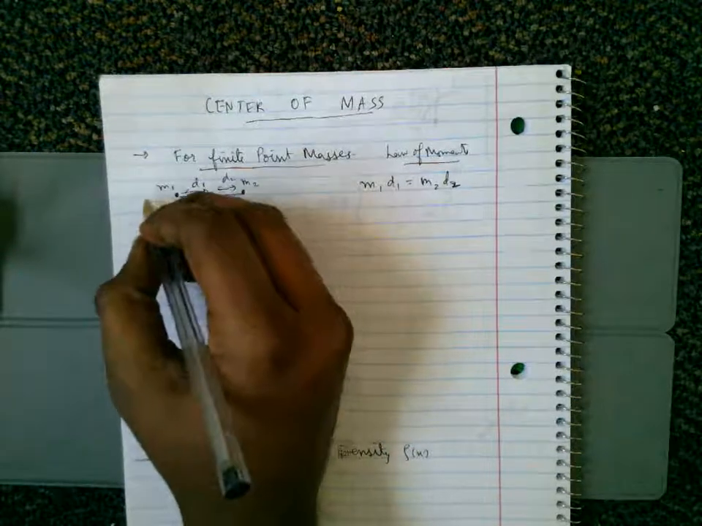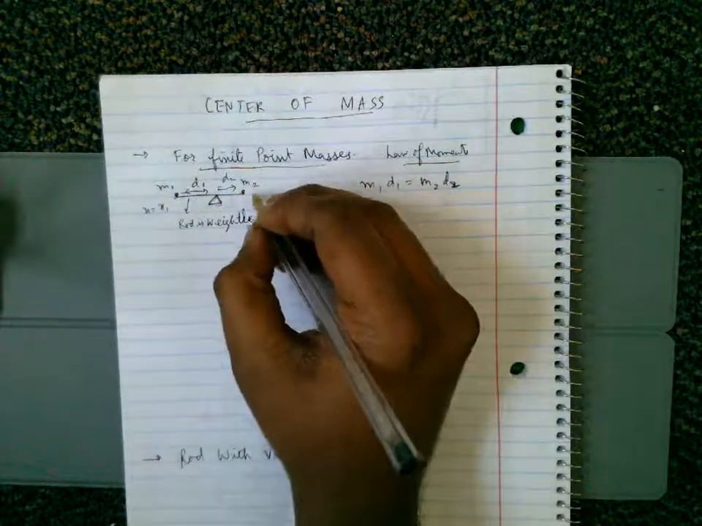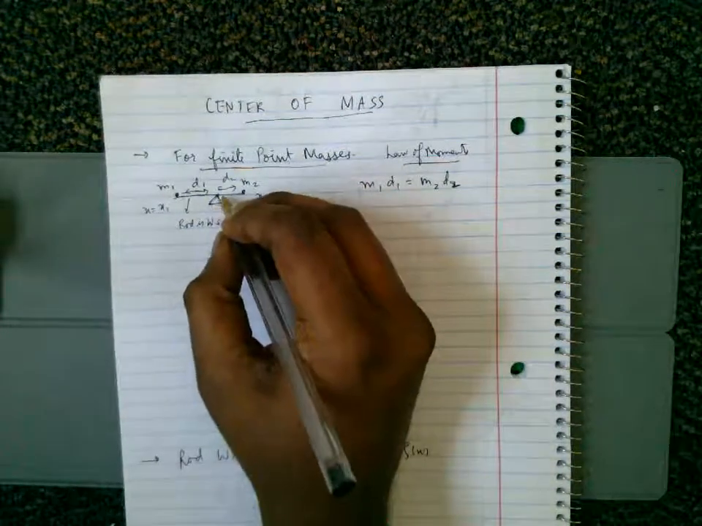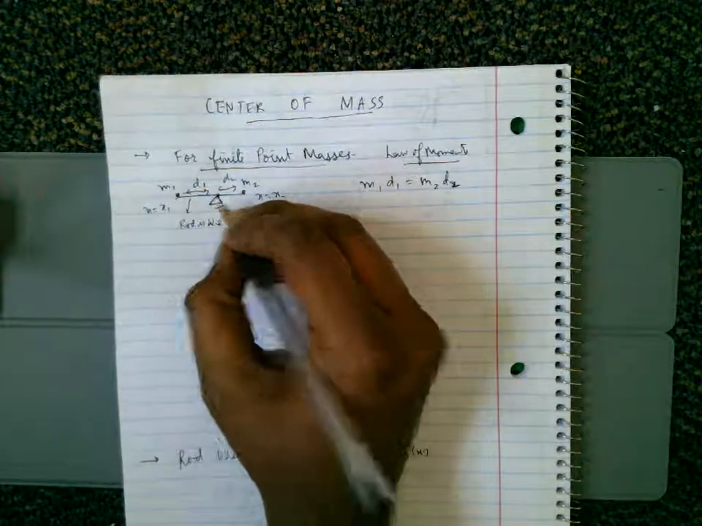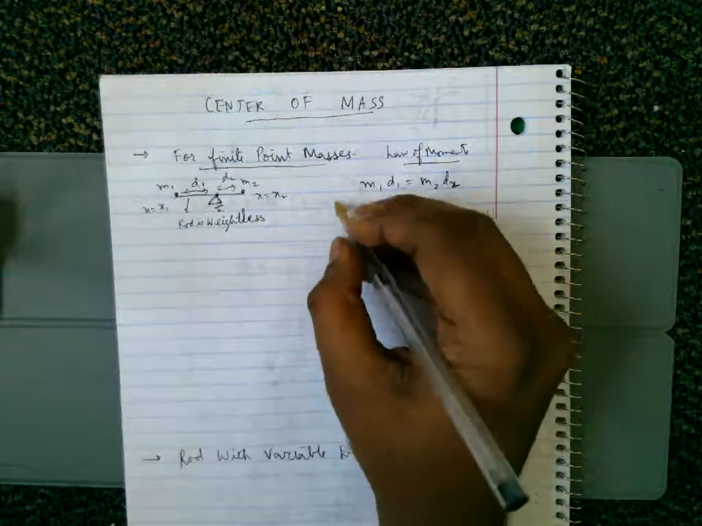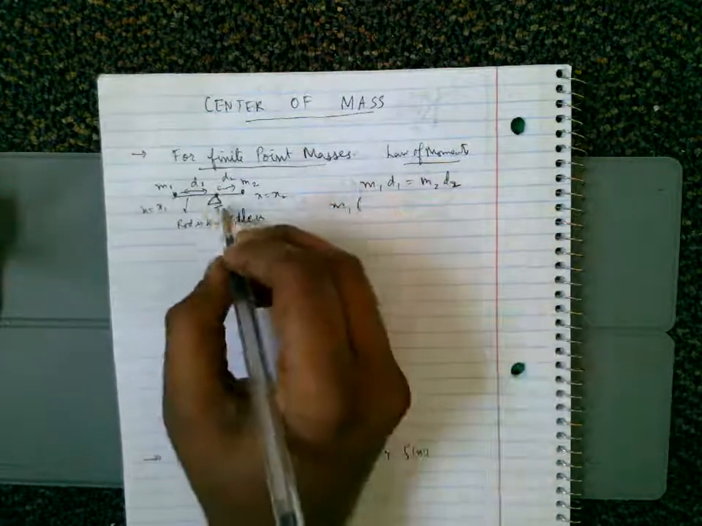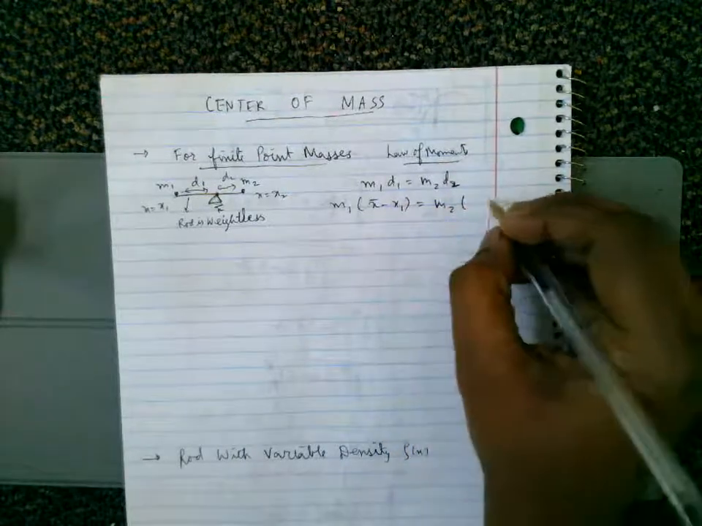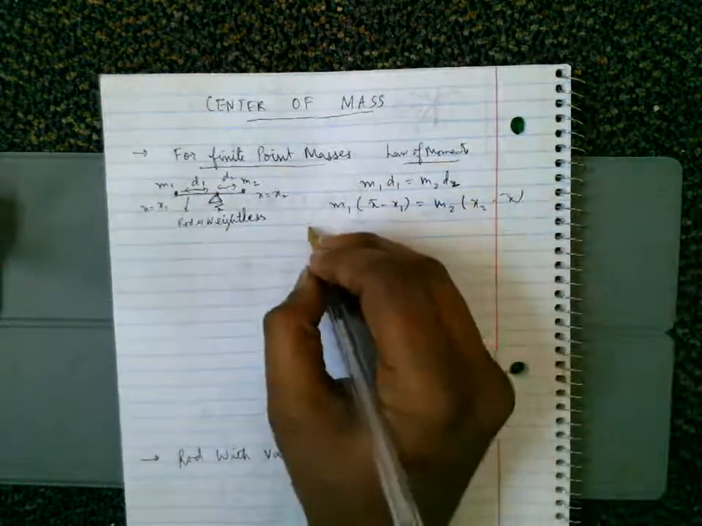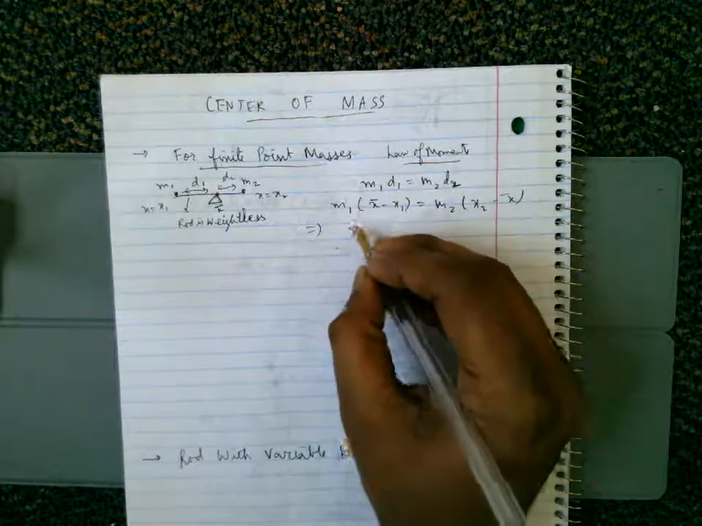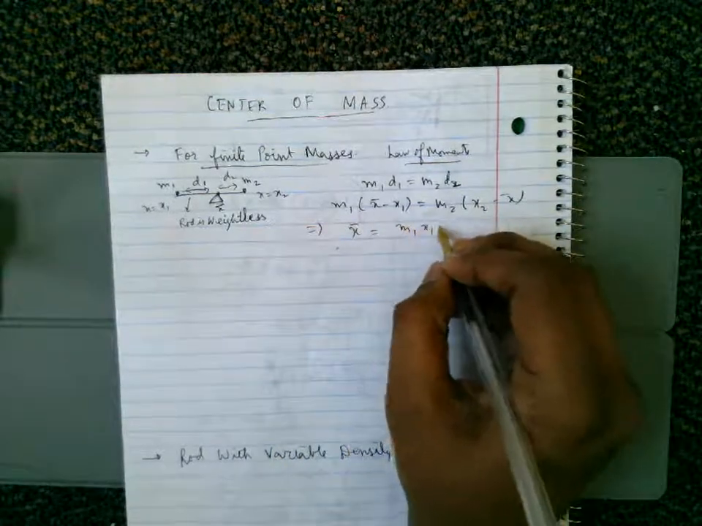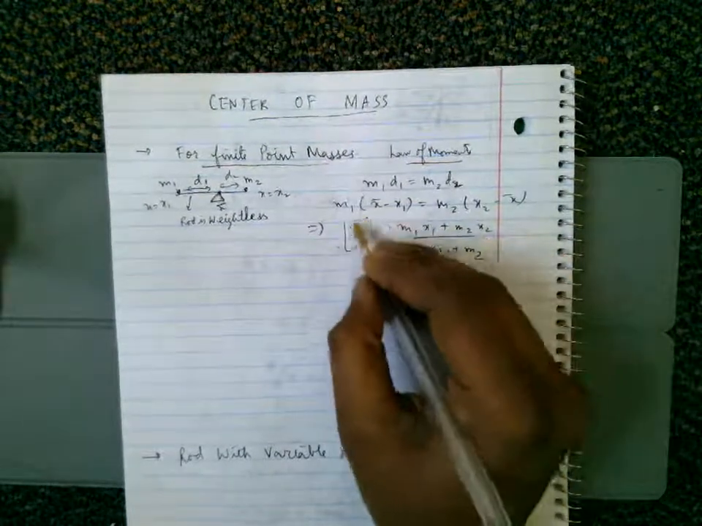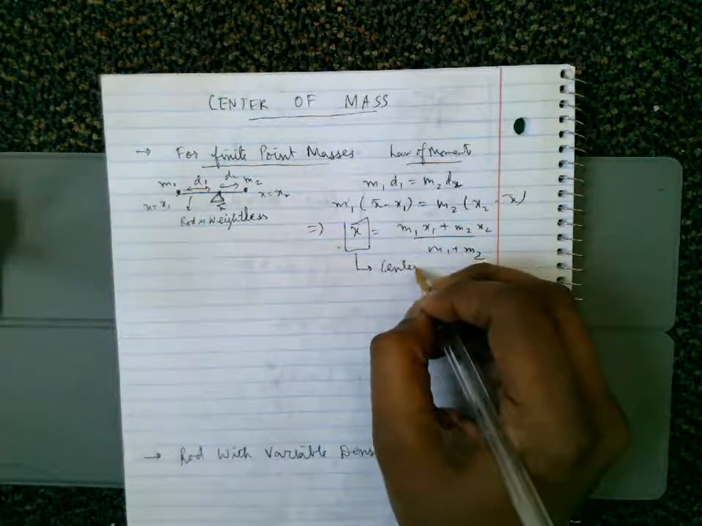Let's say m1 is at coordinate x equal to x1, and m2 is at the coordinate x equal to x2. And let's say that this lever has coordinate x. In that case, d1 is actually equal to x minus x1, and d2 is equal to x2 minus x. So that means x is equal to m1 x1 plus m2 x2 by m1 plus m2. So this is the coordinate of the center of mass.